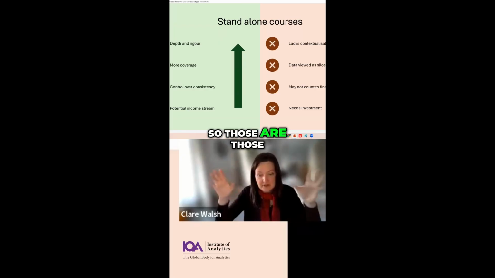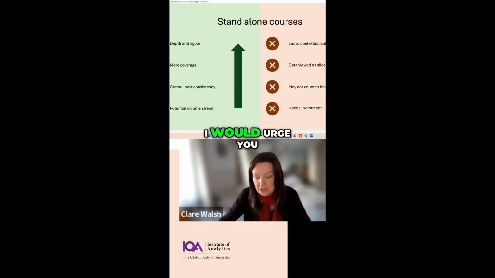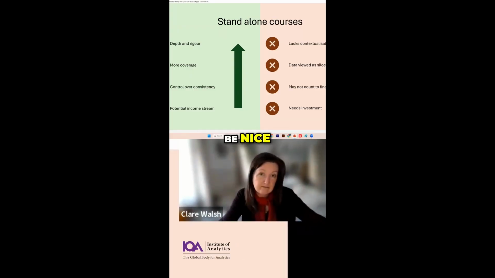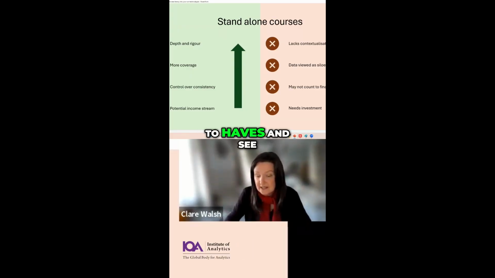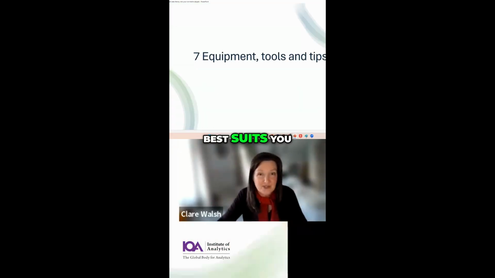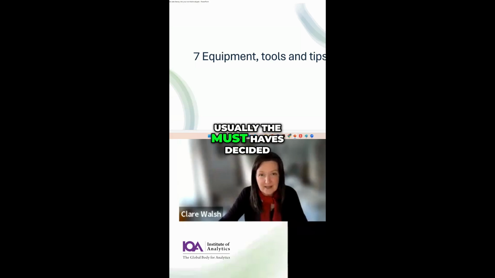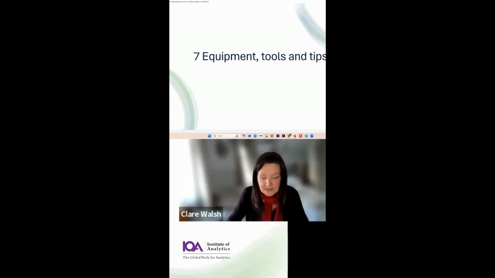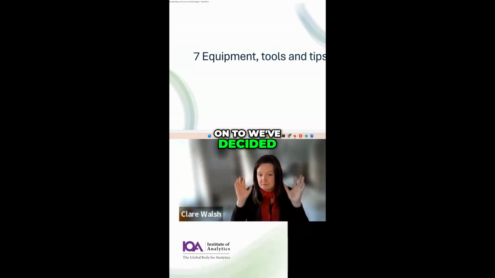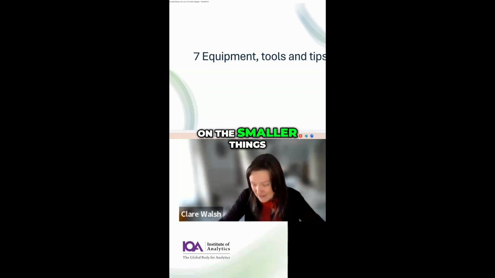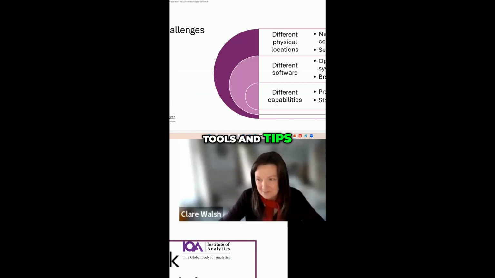So those are the two big choices. I would urge you to think about what are your must-haves, what are your would-be-really-nice-to-haves, and see if you can find which of those approaches best suits you. Usually the must-haves decide it. So now we've decided the big questions. Let's make some decisions on the smaller things: equipment, tools, and tips.